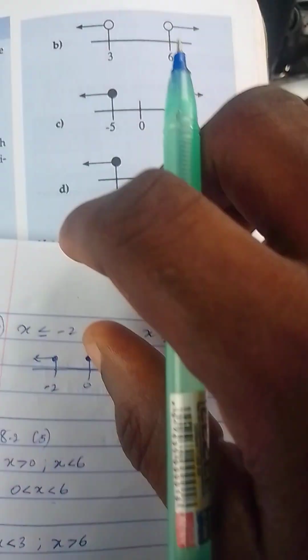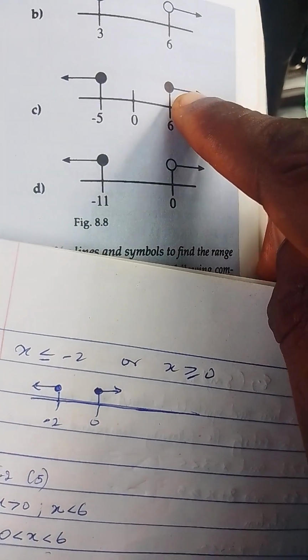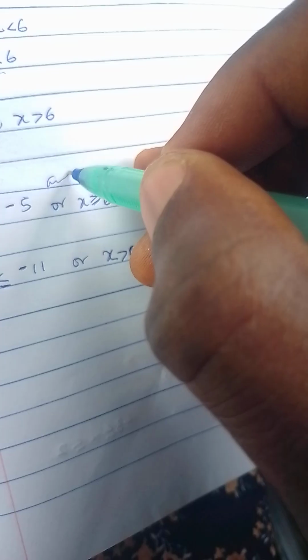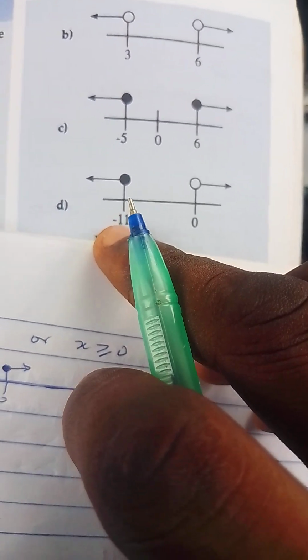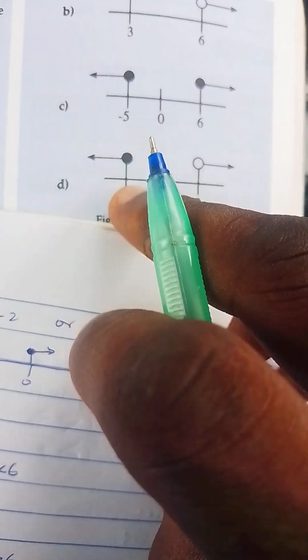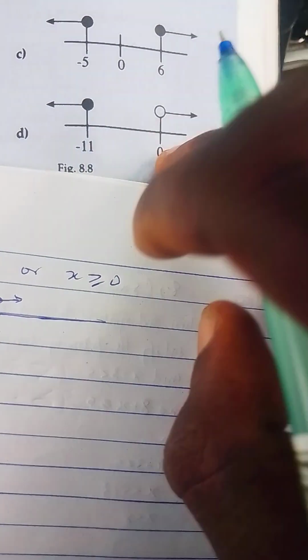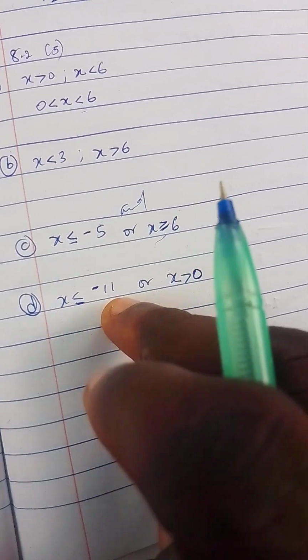Then the third one, I have less than or equal to minus 5 and also greater than or equal to 6. So it's simple. x is less than or equal to minus 5 and x is greater than or equal to 6. Then the last one says x is less than or equal to minus 11 and x is greater than 0. So that's what I have here.